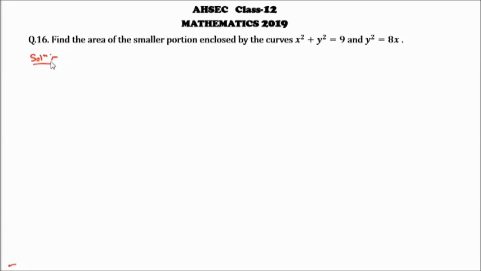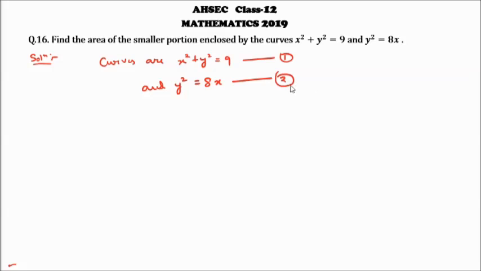first of all, we have the curves are x square plus y square equal to 9. Let us give this equation number 1 and y square equal to 8x. This is my curve number 2. So let us draw this figure first of all.